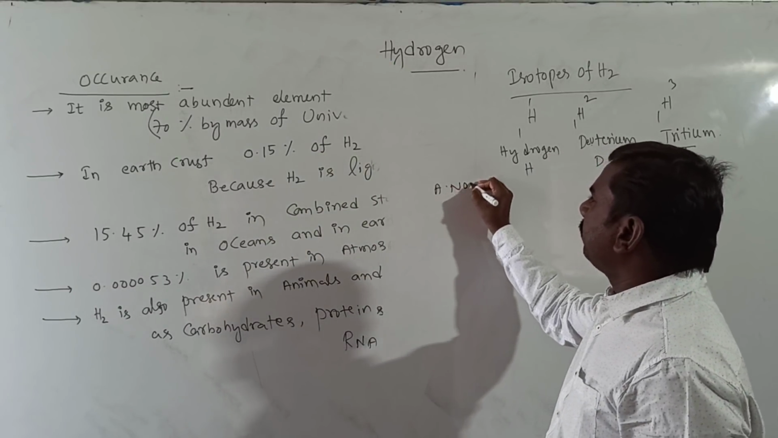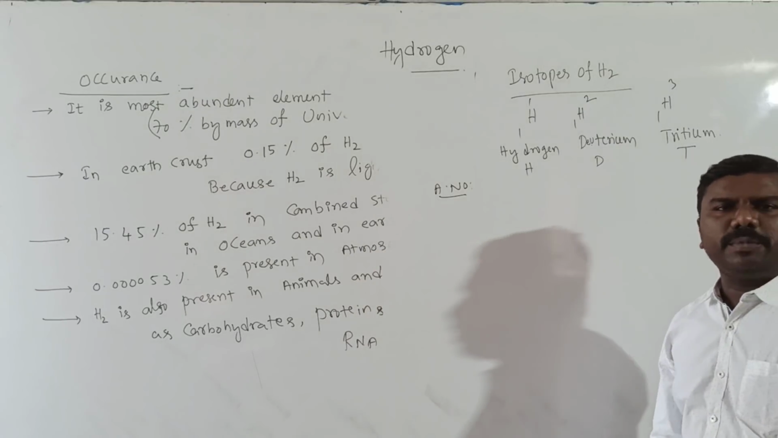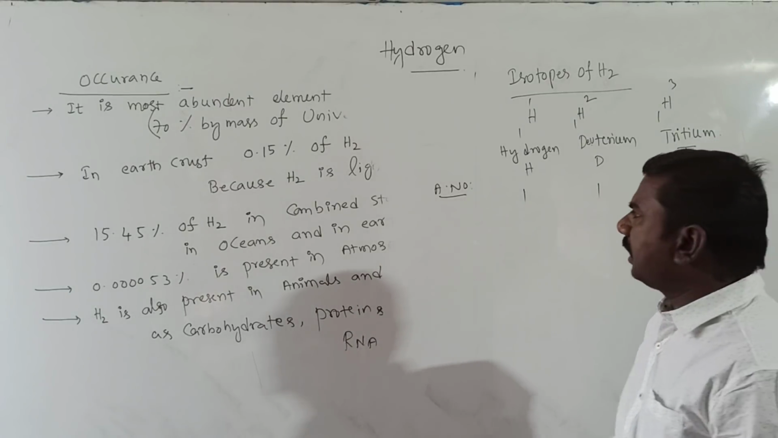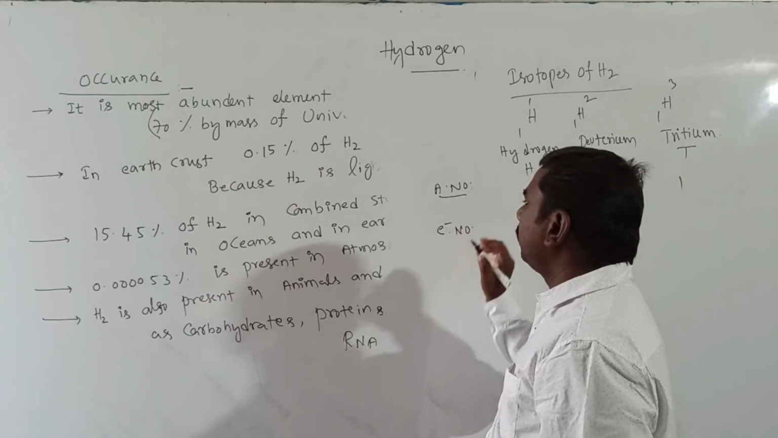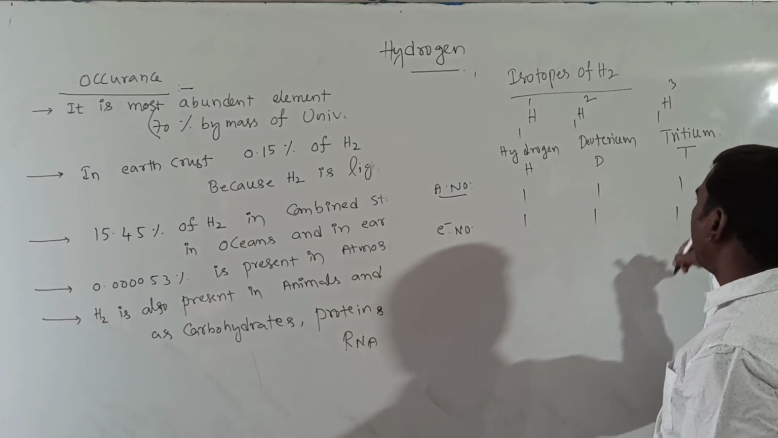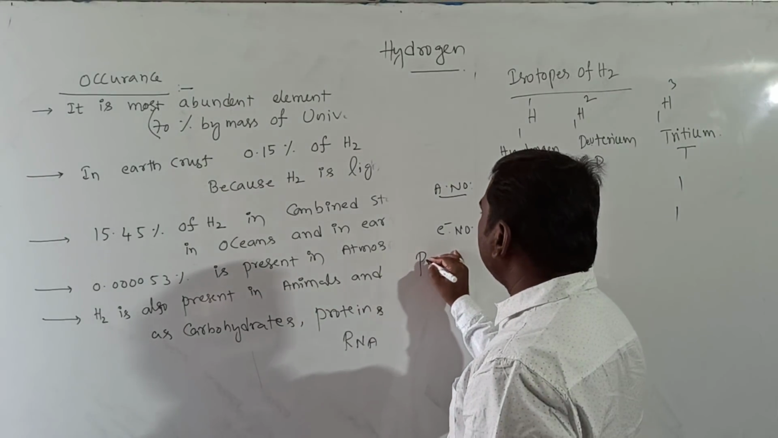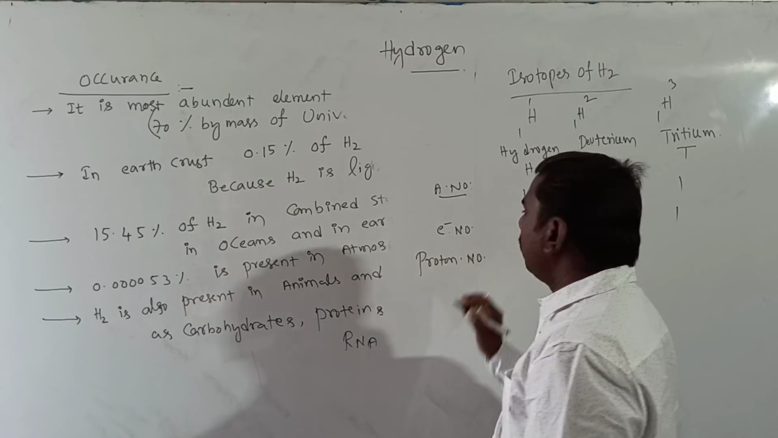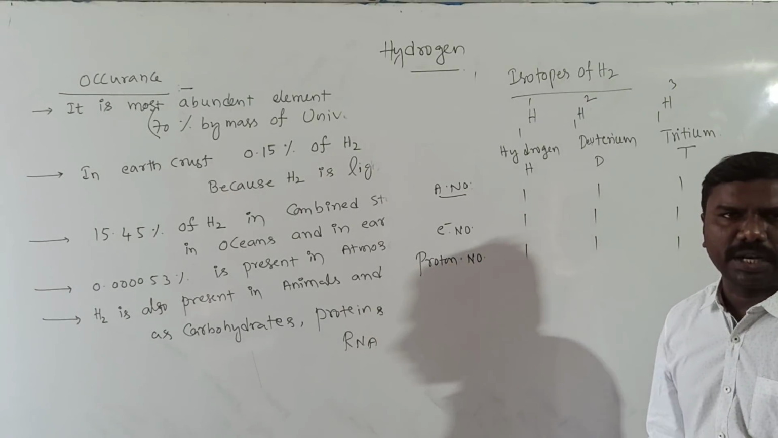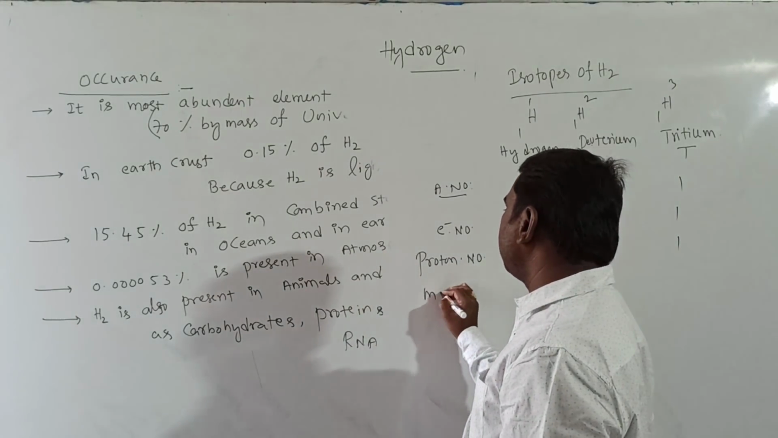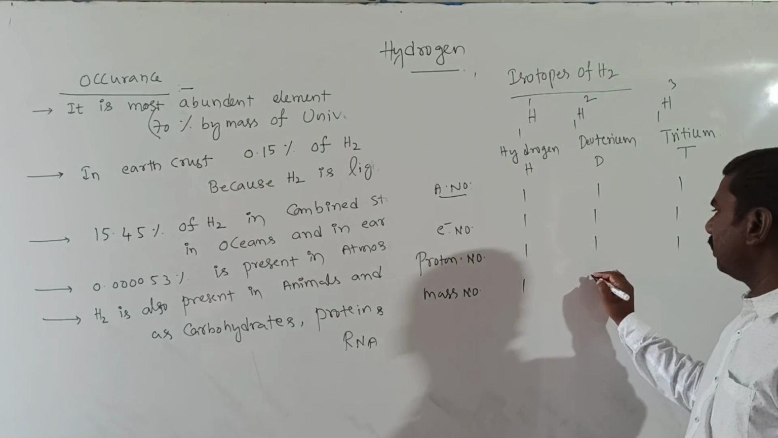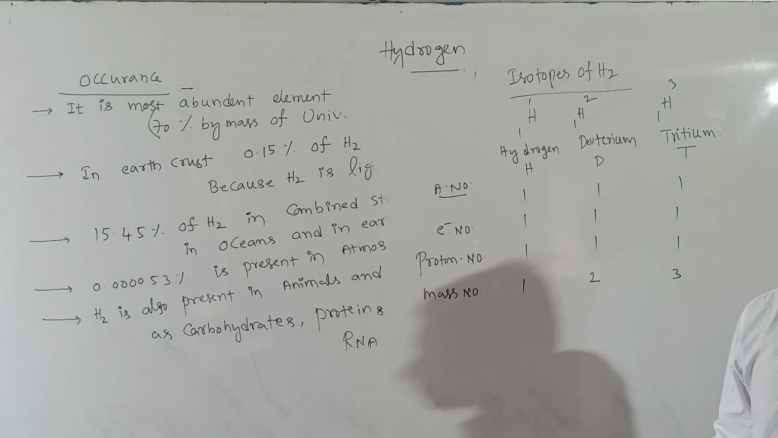Isotopes means same atomic number, different mass. Atomic number: 1, 1, 1. Next, electron number. Atomic number is equal to electron number: 1, 1, 1, right? Next, proton number. Proton number is nothing but atomic number, that is also 1, 1, 1, right? Next, mass number. Mass number is different, it is 1, 2, 3, right?